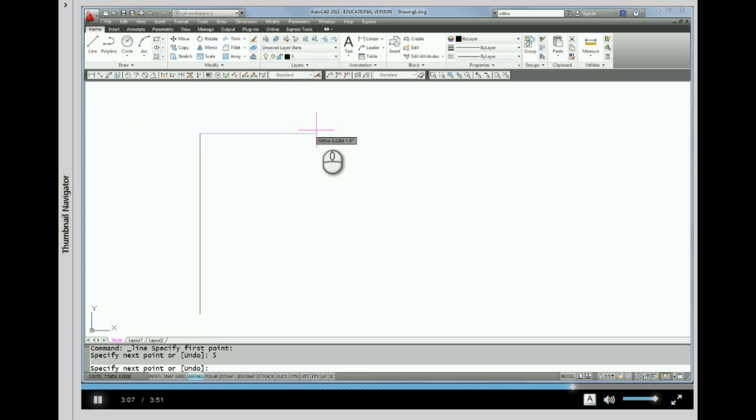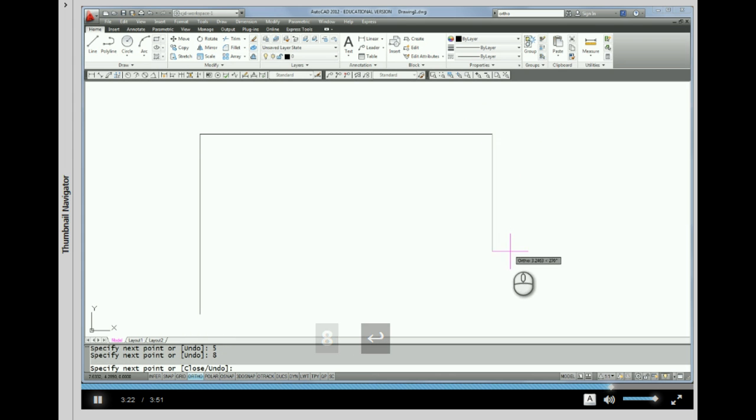I can go now in any of these directions, and I want the next line to be to the right, so I'm going to move the mouse to the right. Okay, I haven't picked anything. Just going to move the mouse to the right. I'm going to type in 8, enter. Now I'm going to move the mouse in a downward direction, 5, enter. And I'm going to move the mouse to the left, 8, enter.